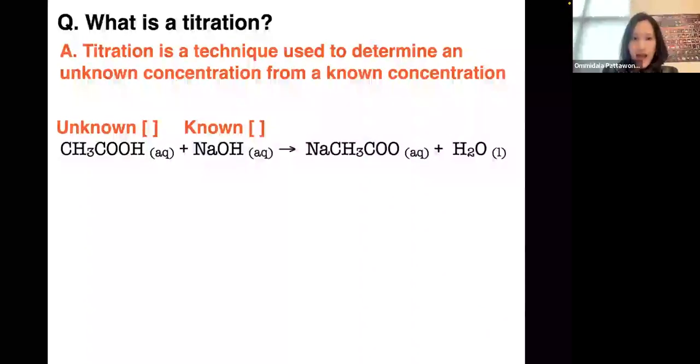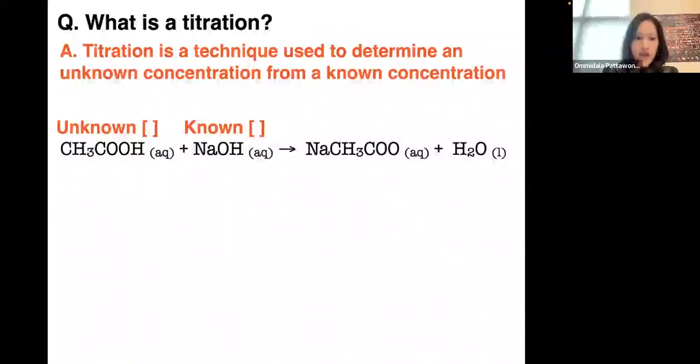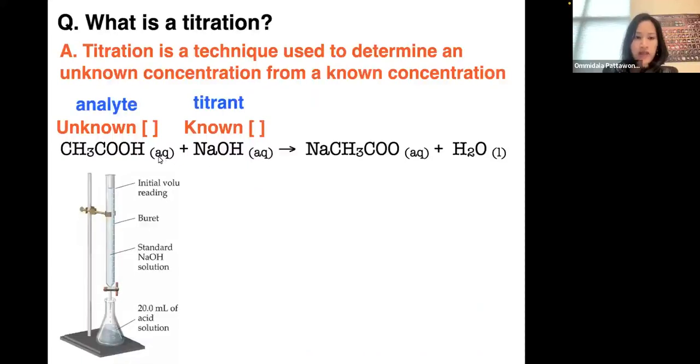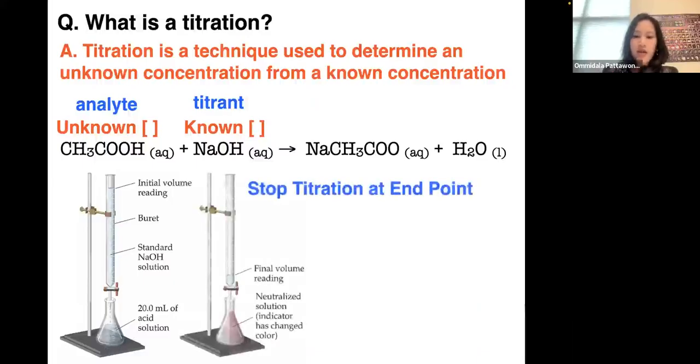For our lab this week, the unknown concentration is the acetic acid present in vinegar, and the known concentration is sodium hydroxide. We are reacting the acid and base together, so the analyte is acetic acid and the titrant is sodium hydroxide. Therefore, you fill the sodium hydroxide in the burette, and the Erlenmeyer flask holds the acid. Again, you stop the titration when it reaches the equivalence point, or what we call the endpoint in this case, where moles of sodium hydroxide equal moles of acetic acid. Because the ratio is 1-to-1, they are equal to each other.